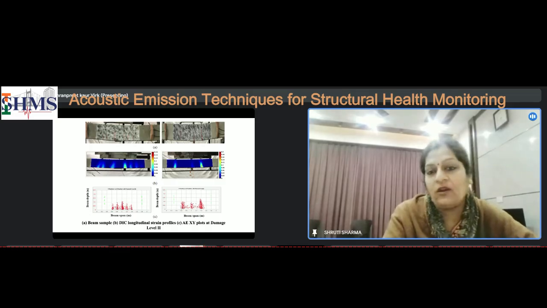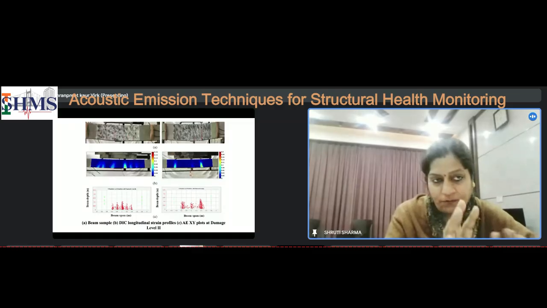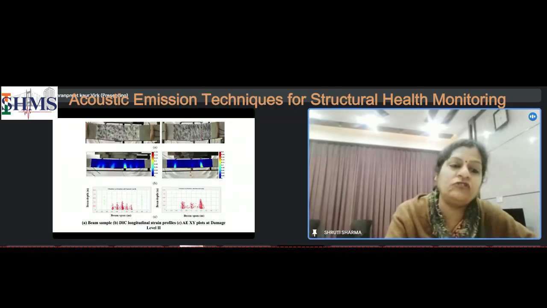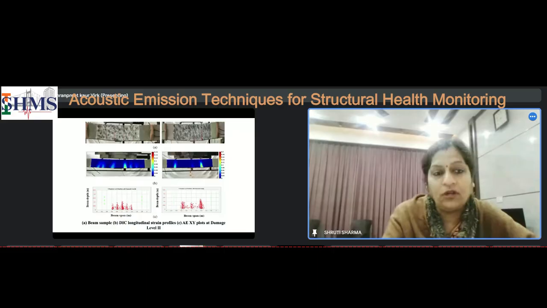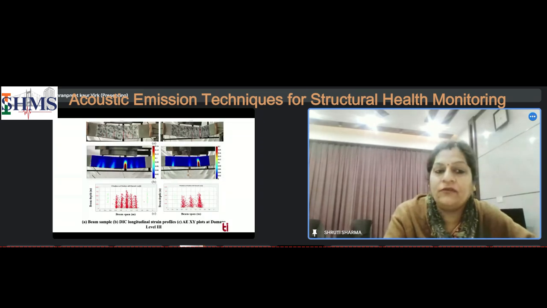So this picture, this comparison, just shows how AE is able to pick up the damage. This is just a simple flexural loading. Next slide. And this is the state at the final.